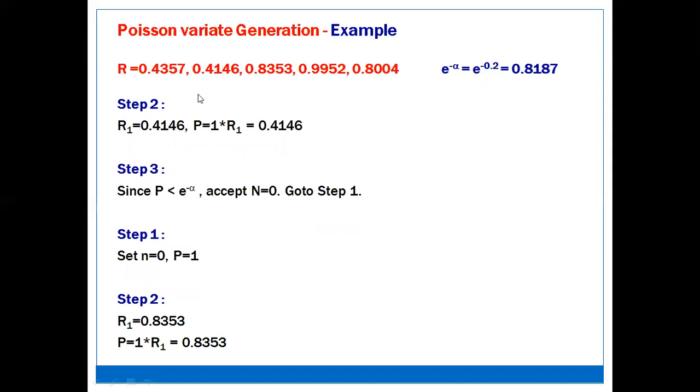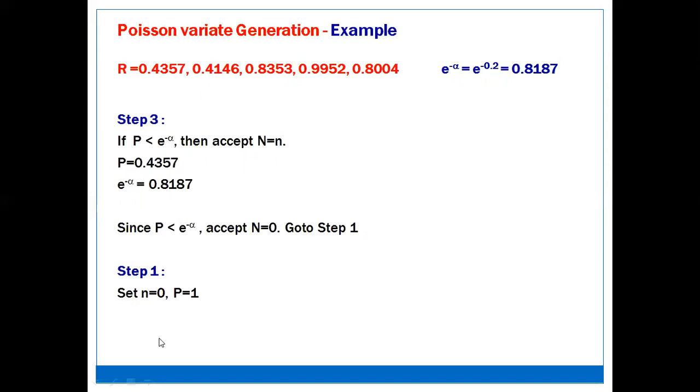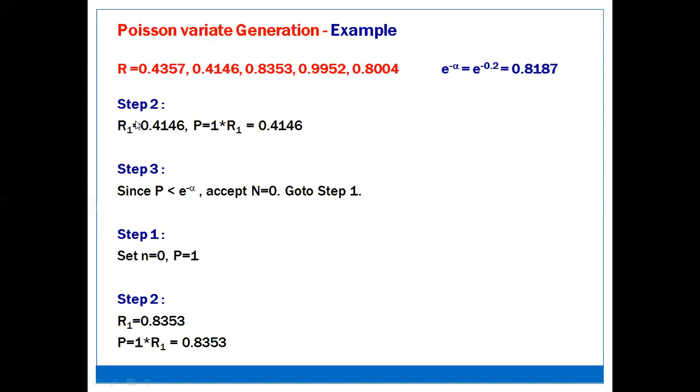Since n is still 0, let's move on and try with the second random number. So R1 will be 0.4146, p will be 1 into R1, that is p is equal to previous value into R1, so 0.4146. Step 3, again check, p is 0.4146, e power minus alpha is 0.8187. So since p is less than that, accept n as 0 itself. Then again go to step 1. So set n equal to 0, p is still 1.